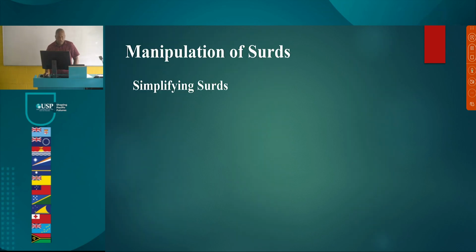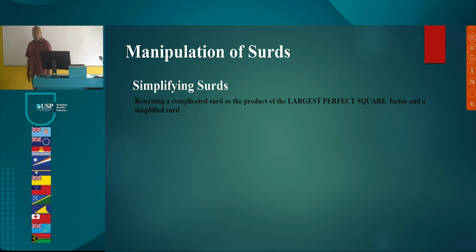I want us to finish off with this. Let's see if we are able to cover all of this. Simplifying manipulation of surds. Another name for surds is an irrational number.